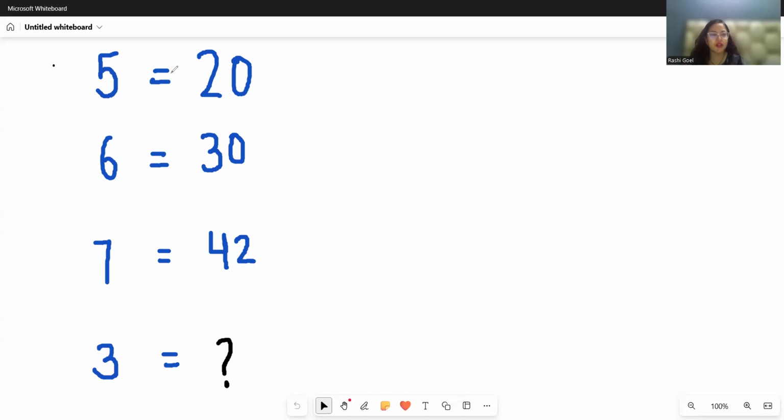So now take a good look. 5 to 20, how can we reach? By multiplying by 4. So 5 times 4 is 20. 6 to 30, 6 times 5 is 30. So what we have noticed, 5 we have multiplied with the number that precedes it. So 5 times 4 is 20. The predecessor of 6 is 5. So the predecessor of 7 is 6. 7 times 6 is 42.